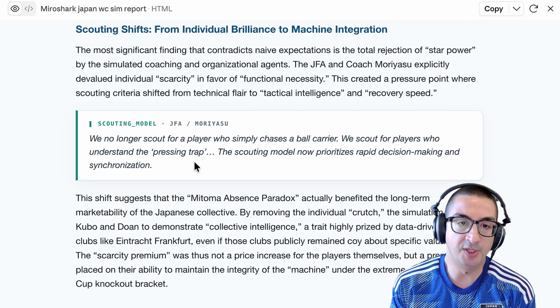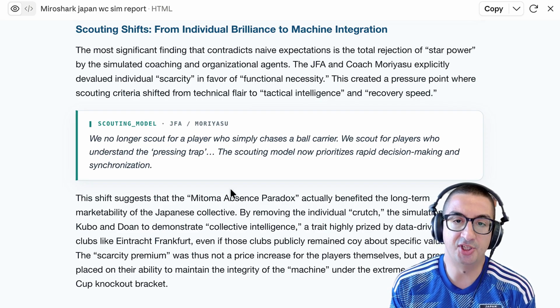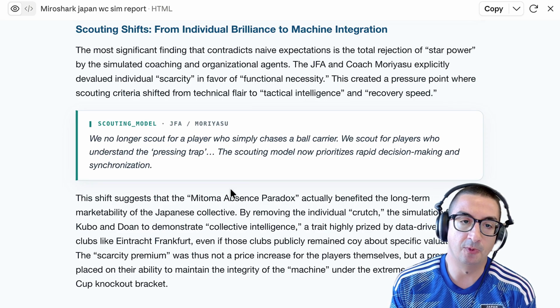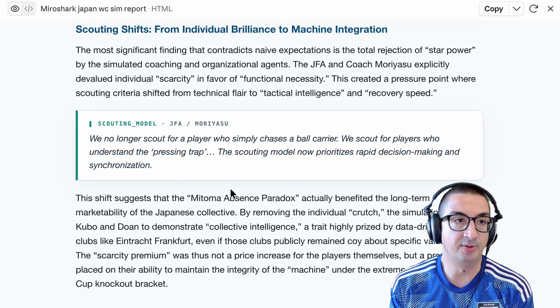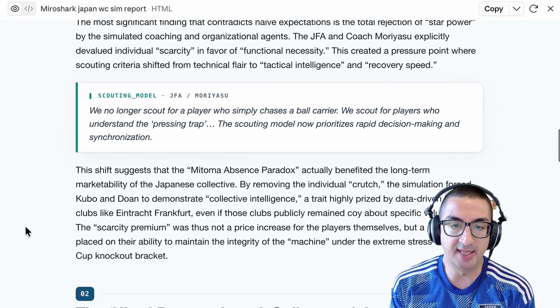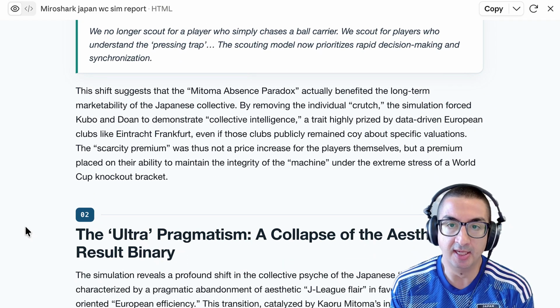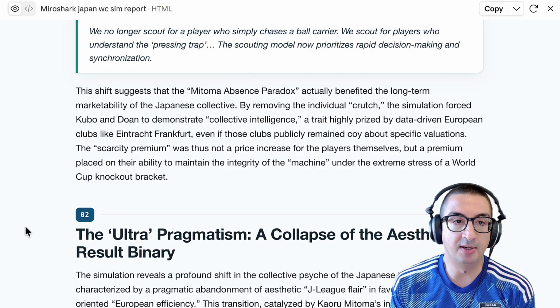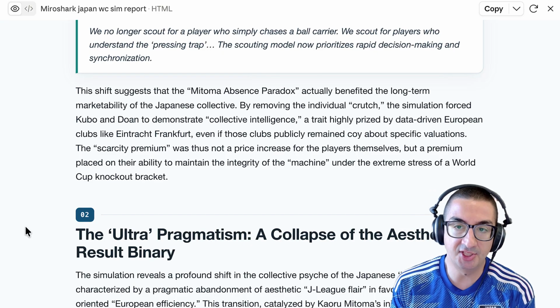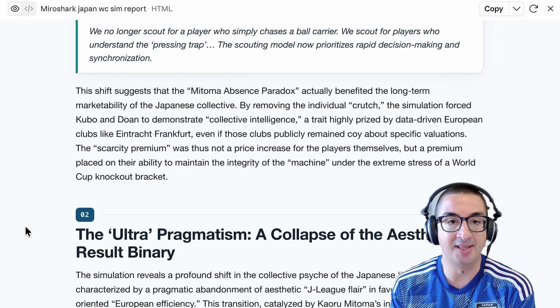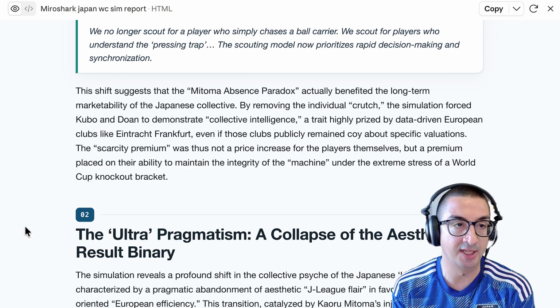Scouting model: we no longer scout for a player who simply chases a ball, we scout for players who understand the pressing trap. The scouting model now prioritizes rapid decision making and synchronization. The shift suggests that the Mitoma absence paradox actually benefited the long-term marketability of the Japanese collective. By removing the individual crutch, the simulation forced Kubo and Doan to demonstrate collective intelligence.